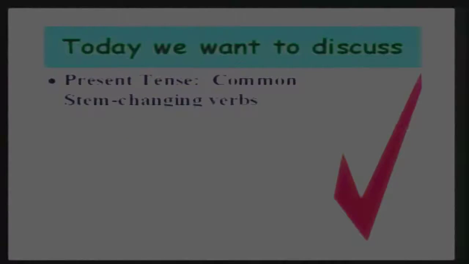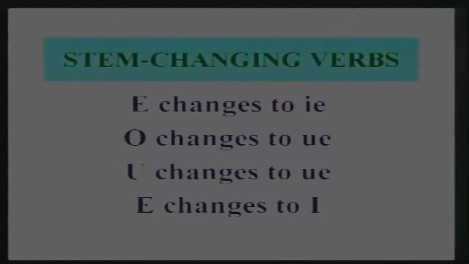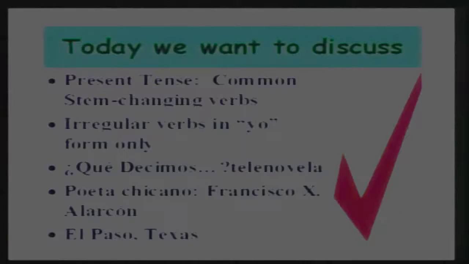Now, the lesson today will conclude Unidad 1, Lección 2 in your Dime Dos textbook. We shall introduce this week the common stem-changing verbs. These are the ones where the E changes to IE, the O changes to UE, the U changes to UE, and the E changes to I. We will also look at irregular verbs in the yo form. They only change in the yo form.